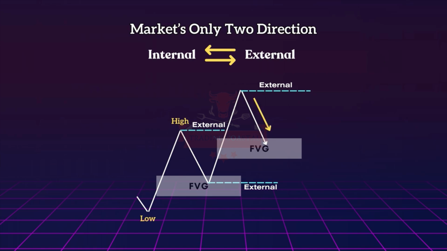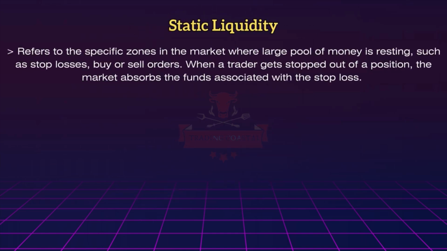Let's move on to the static liquidity details. The static liquidity refers to the specific zones in the market where a large pool of money is resting, such as stop losses, buy or sell orders. When a trader gets stopped out of a position, the market absorbs the funds associated with that stop loss.